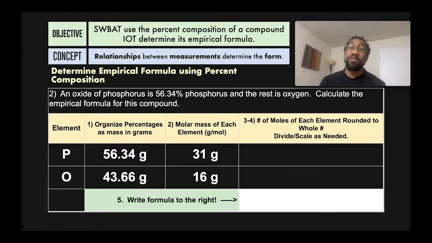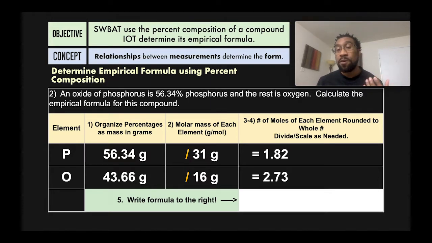Next, we're going to do what? Divide across. So when we do that, it's 56.34 grams divided by 31 grams, and then 43.66 grams divided by 16 grams. That takes us to 1.82 for phosphorus and 2.73 for oxygen. All right, so this is getting a little interesting here.